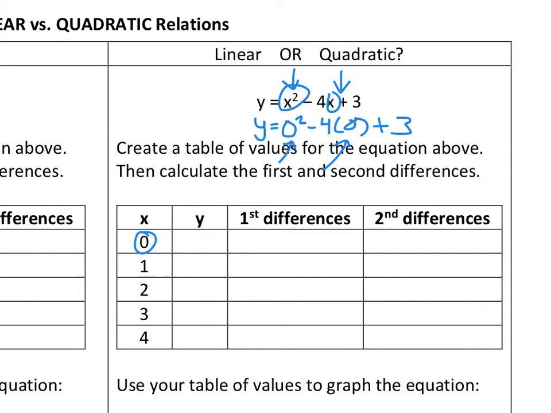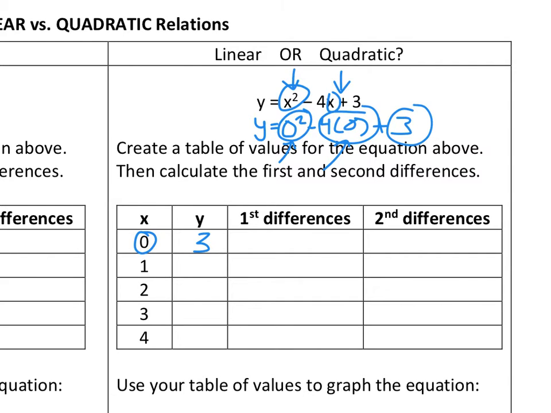Now if you have a 2-line calculator, you can do this all in one step. If not, you're going to have to use BEDMAS to solve. That means that you solve for each of these individually, and then you put them together using BEDMAS. For me, I'm just going to do 0 squared minus 4 times 0 plus 3 all in one shot on my calculator. 0 squared is 0, 4 times 0 is 0, 0 plus 0 plus 3 is 3.